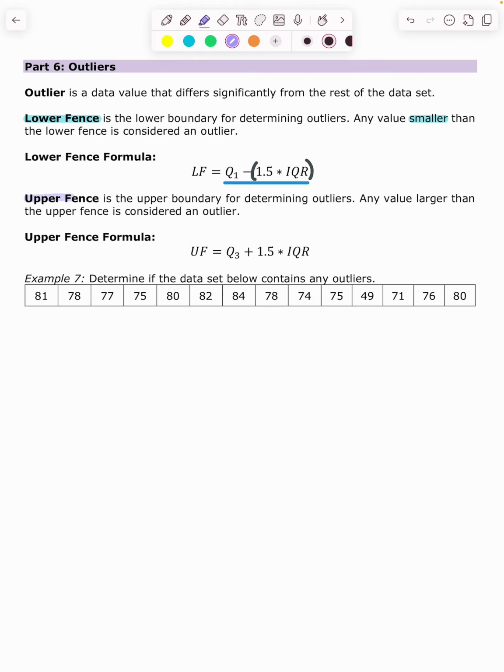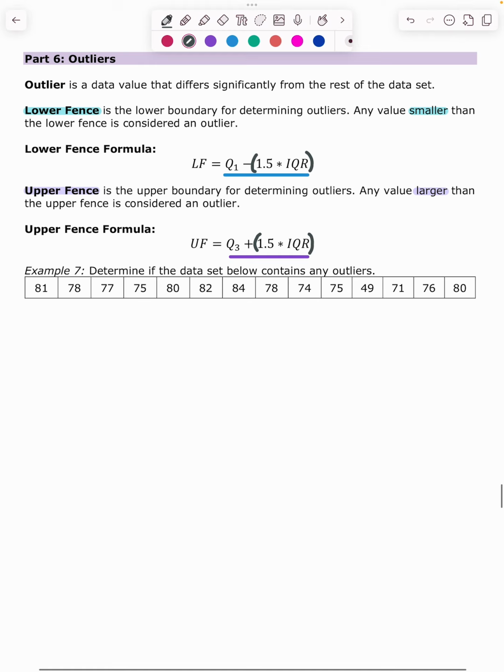And then the upper fence is the upper boundary for identifying outliers. Any value larger than the upper fence is considered to be an outlier. That formula is Q3 plus 1.5 times the IQR. And again, remember the order of operations, so the multiplication comes before the addition.